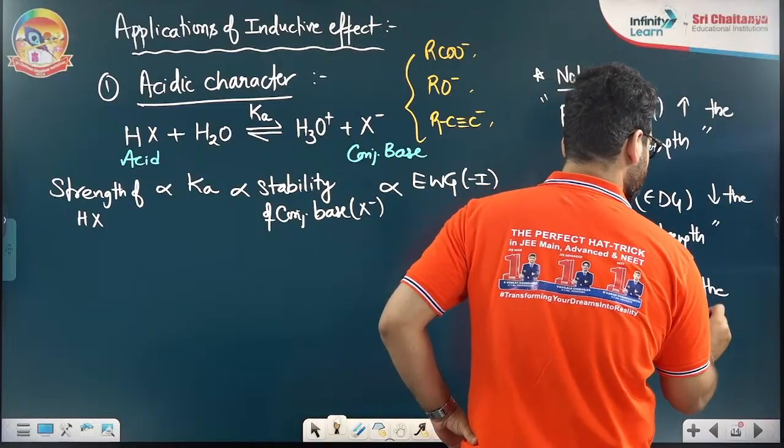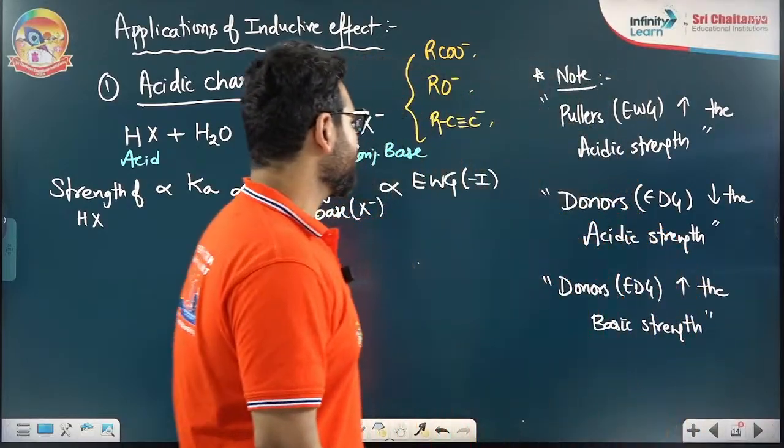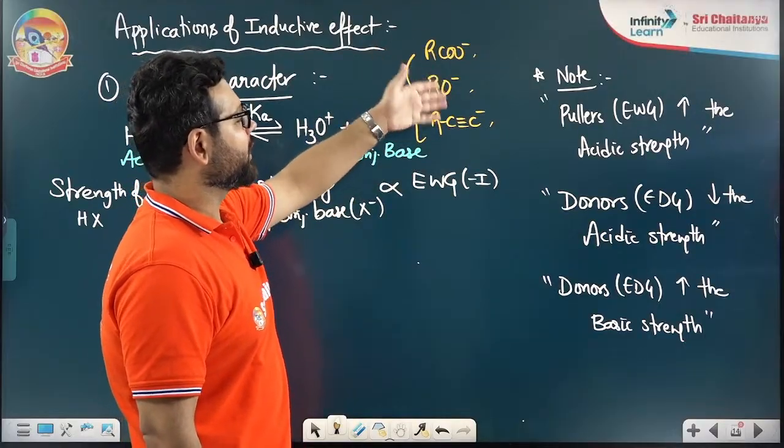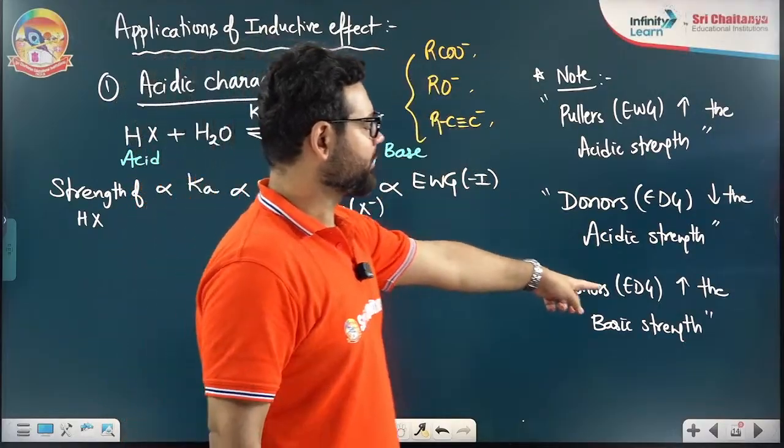For basic strength, they will ask you about amines only. Otherwise, they can ask you basic strength for these compounds also. Their basic strength will be directly proportional to EDG.